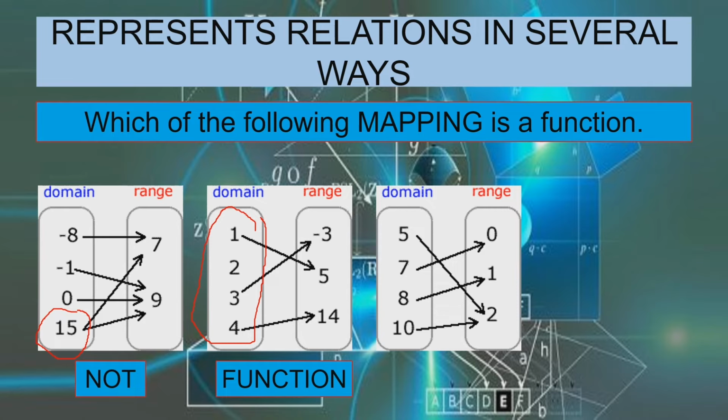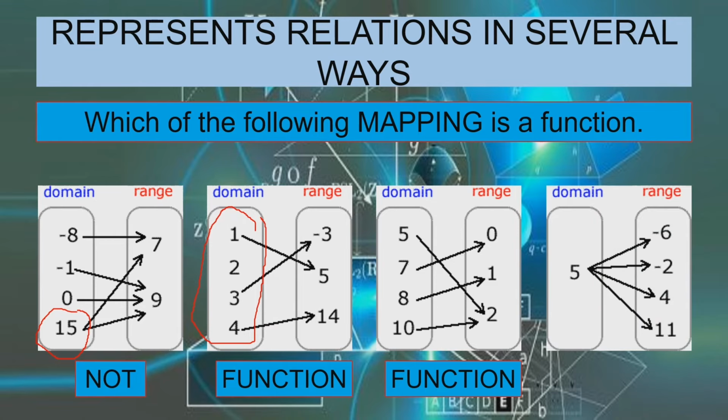Our domain is 5, 7, 8, and 10. And our range is 0, 1, and 2. Is this a function? Correct. It is a function. The same with answer number 2 kasi wala siyang naulit sa domain. How about number 4? Is this a function or not? If we can see, class, dun sa domain natin, naulit lahat yung given natin na 5. So, ibig sabihin, it is not a function.